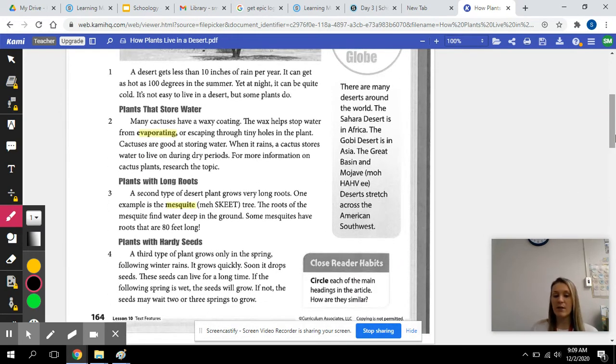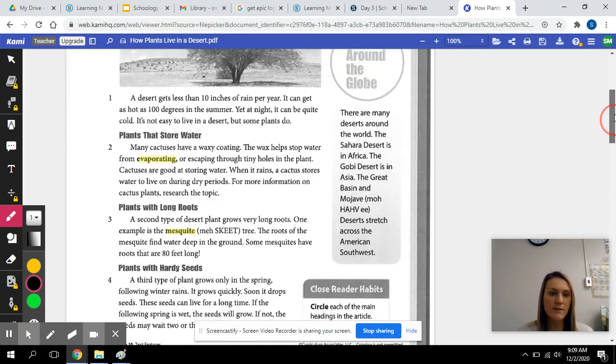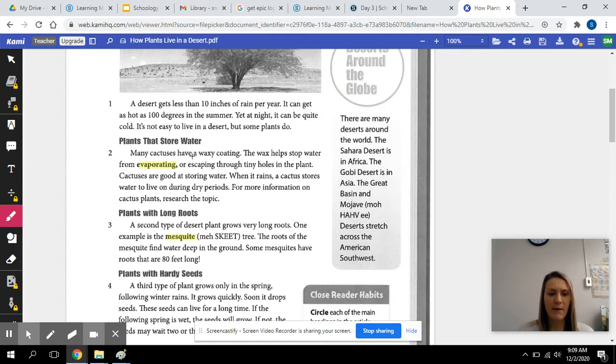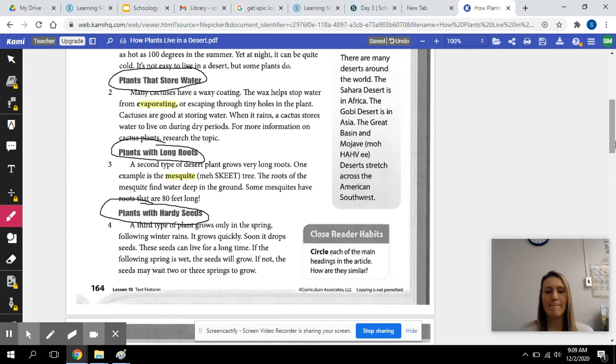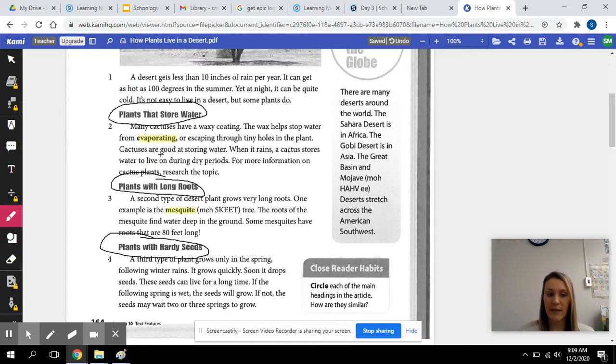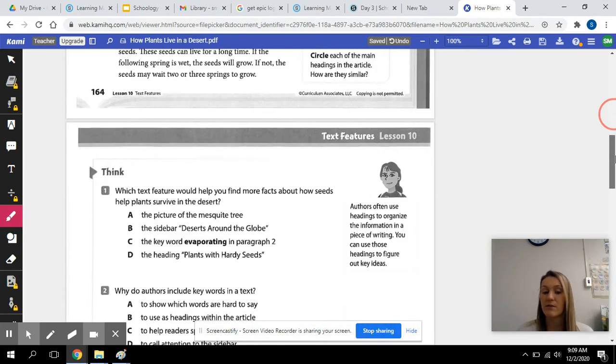Before we move on to our questions, they want us to circle each of the main headings in the article. How are they similar? So let's circle the main headings. So plants that store water, plants with long roots, and plants with hardy seeds. How are these all similar? They're all talking about plants and what they do, how different these plants might be. You know, some plants store water, some have long roots, some have hardy seeds. Okay, they're all talking about plants and how they survive in the desert.